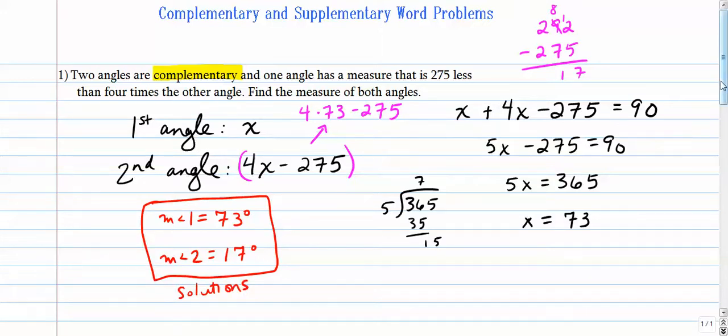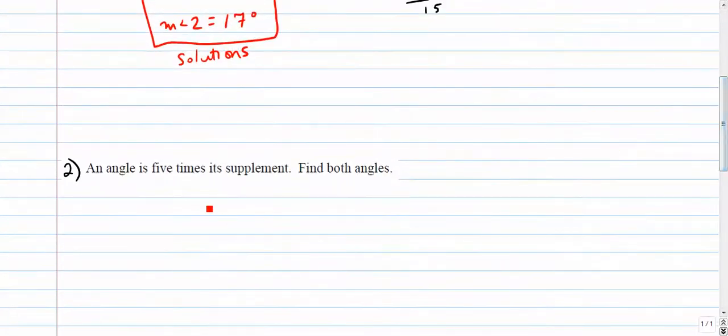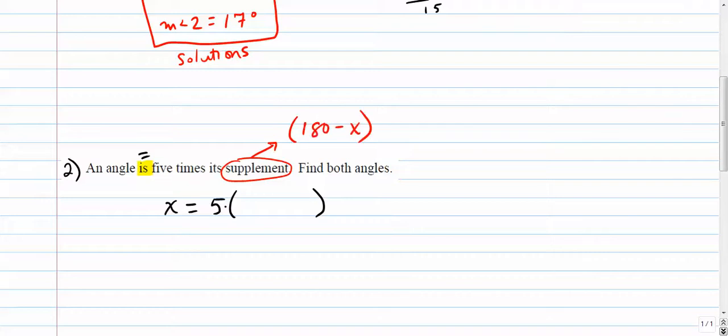Number 2. An angle is 5 times its supplement. All right, so the angle we'll set equal to x. When we see this word is, that word is in mathematics can be replaced with an equal sign. So an angle is 5 times its supplement. So 5 times something, right? That's the word supplement. We can always replace this with the expression 180 minus x.